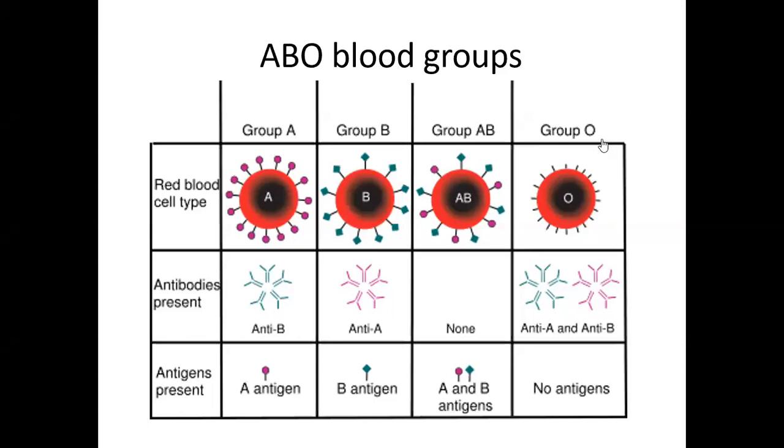So from the ABO blood groups, we go to the Rhesus D grouping.